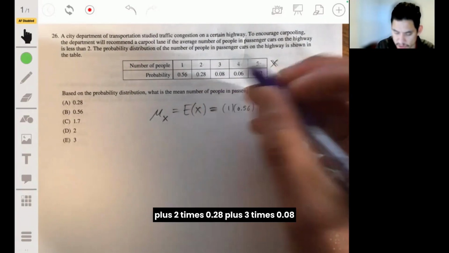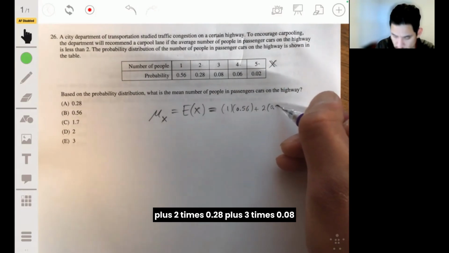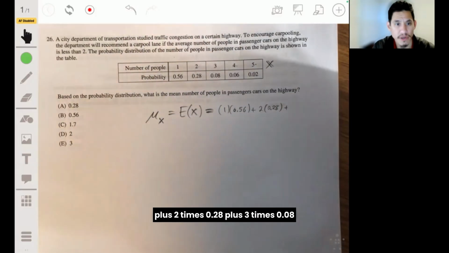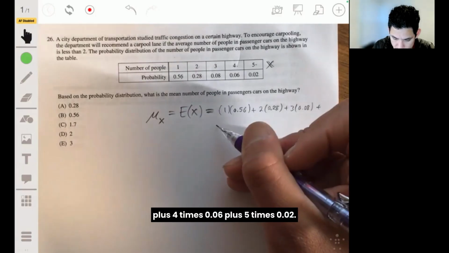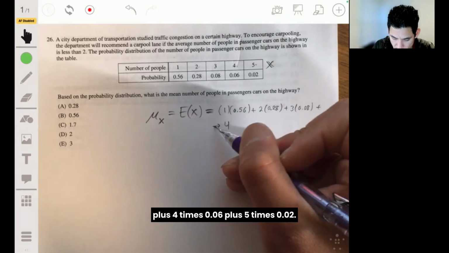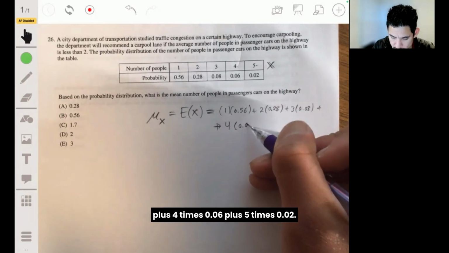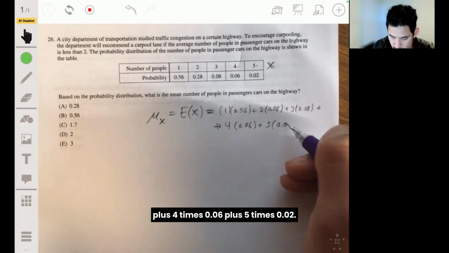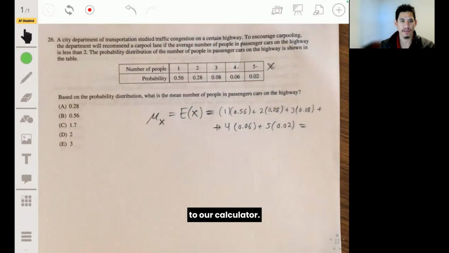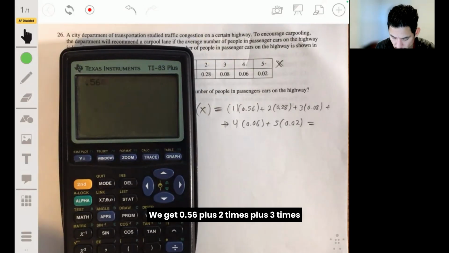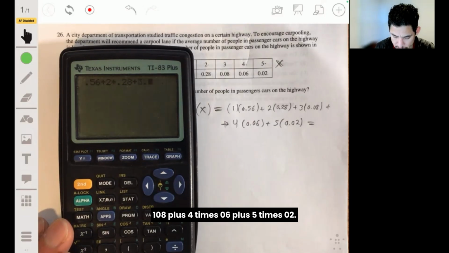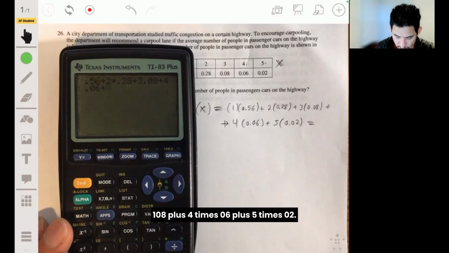1 times 0.6 plus 2 times 0.28 plus 3 times 0.08 plus 4 times 0.06 plus 5 times 0.02. And let's just use the calculator to do the work. We get 0.6 plus 2 times 0.28 plus 3 times 0.08 plus 4 times 0.06 plus 5 times 0.02.